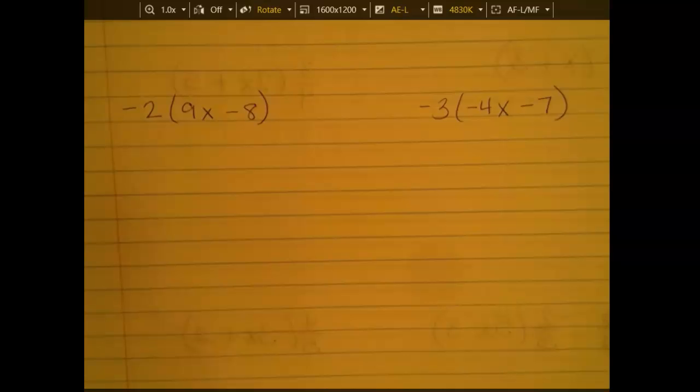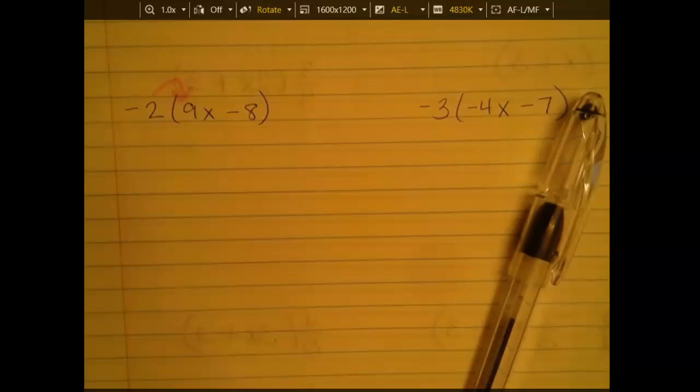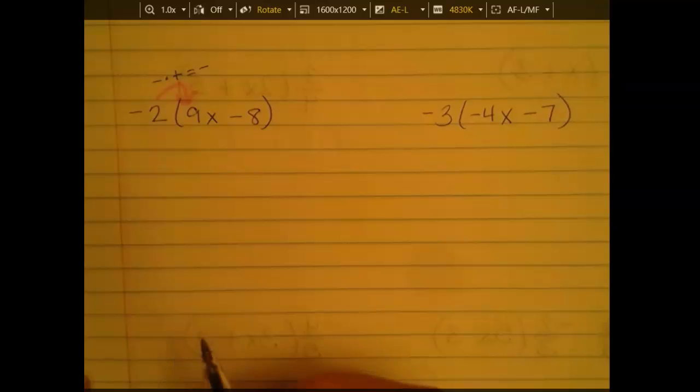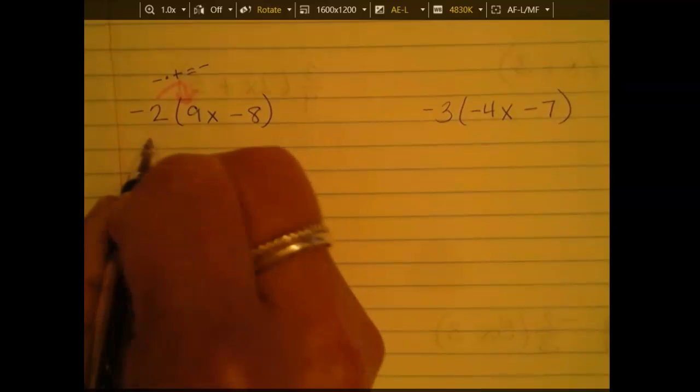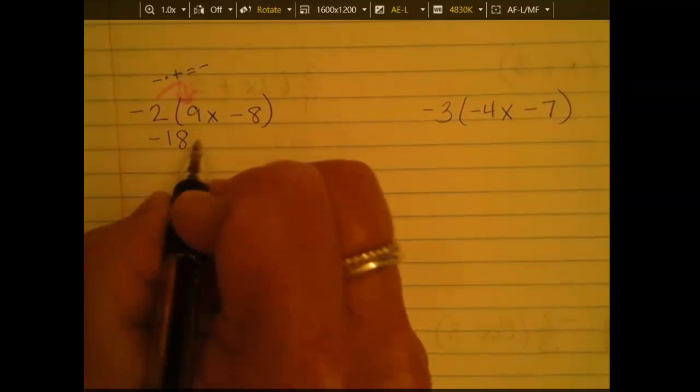Okay, so we have our first connection, negative times positive equals a negative. 2 times 9 is 18, so that's negative 18, and the x is attached here.